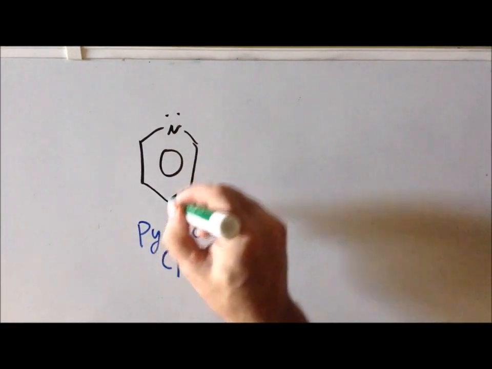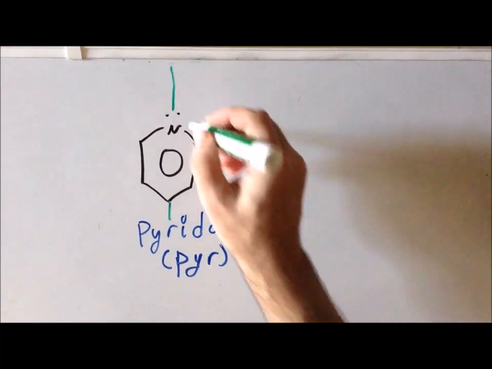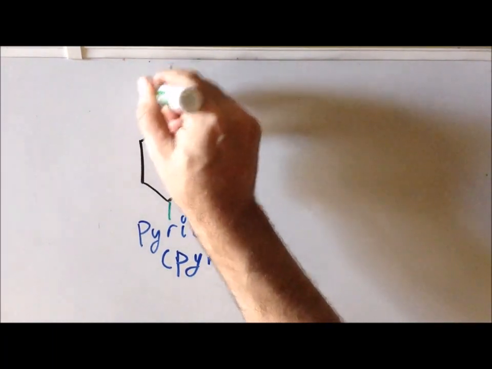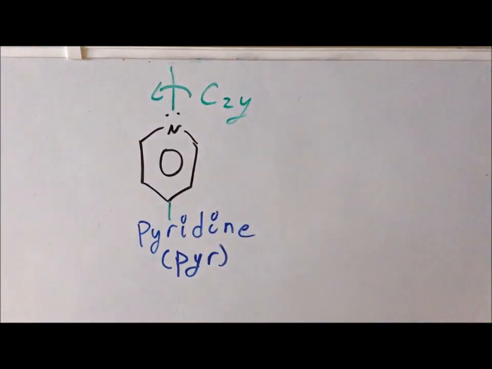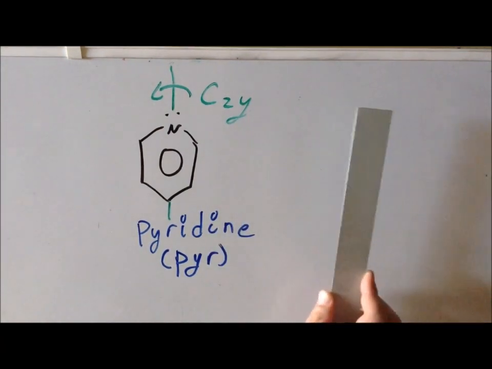So along the y-axis, we do have a C2 around this axis. Let me just call it C2y for the time being. So the high order rotation axis for this particular molecule is going to be a C2. Since pyridine, like benzene, is a planar molecule, there will be a mirror plane in the plane of the board.